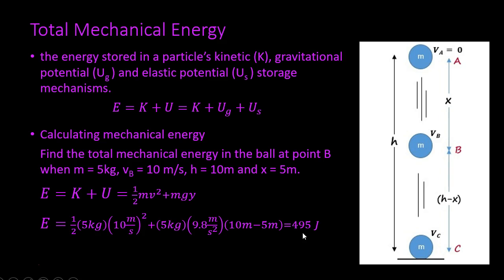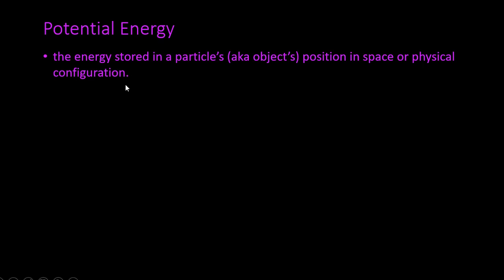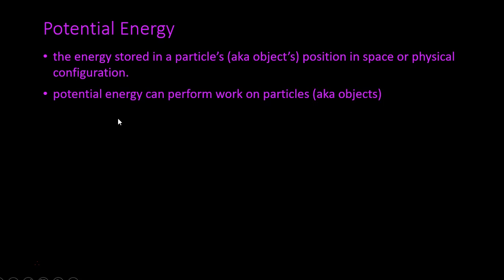Let's move on and talk about potential energy. This is the energy stored in a particle's or object's position in space or physical configuration. And potential energy can perform work on particles and objects. Here's our equation relating the change in potential energy and the amount of work performed, and it tells us that the work performed is equal to negative the change in potential energy. And of course that flips the order of our initial and final potential energies in this subtraction.